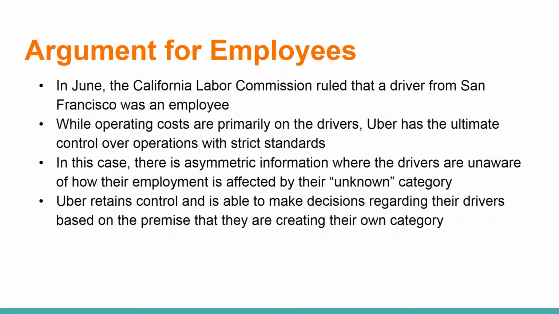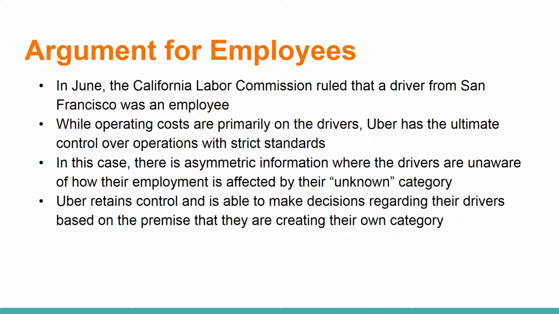There's another side of the argument for employees. In June, the California Labor Commission ruled that a driver from San Francisco was an employee. So while operating costs are primarily on the drivers, so this includes their car, gas, those types of things, Uber has the ultimate control over operations with strict standards. Whenever a driver is out on the road, Uber controls how many rides they need to accept while on the road, and if they don't, they can essentially be fired.